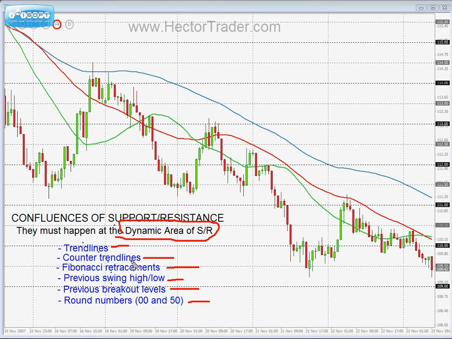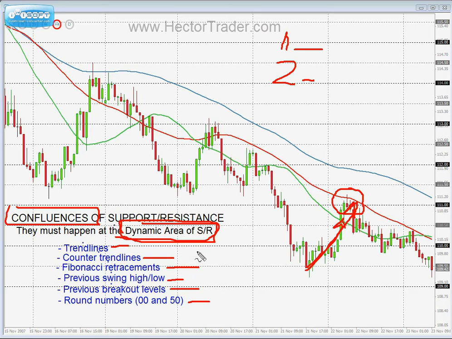That means that, in my opinion, in order to search for an entry, I must have two conditions. Firstly, I must have a pullback to the dynamic area of resistance, and second, I must have a confluence around that dynamic area of resistance. That means that if I have a pullback to the dynamic area of resistance, but I cannot find any, or only a few, elements of support or resistance coming together around this area, this will not be a valid setup in order to search for an entry.